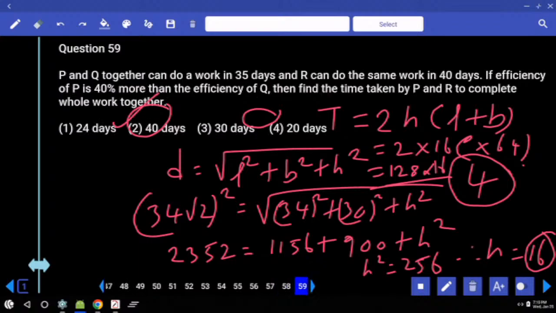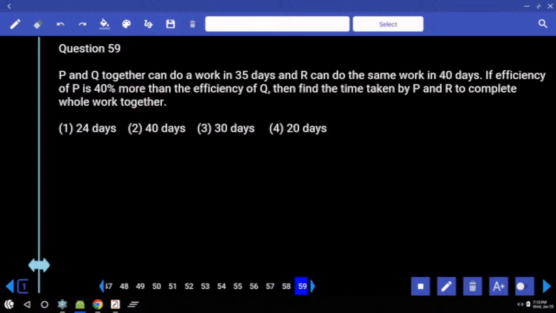Next question 59. Now P and Q can together complete a work in 35 days. R can do the same work in 40 days. If the efficiency of P is 40% more than the efficiency of Q, then find the time taken by P and R to complete the whole work together.